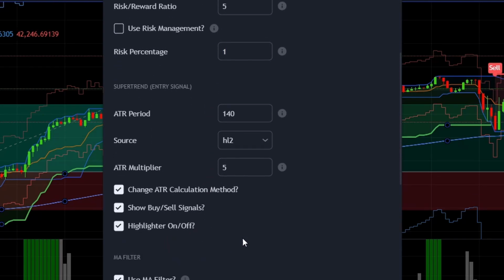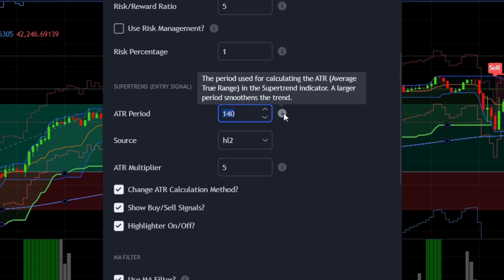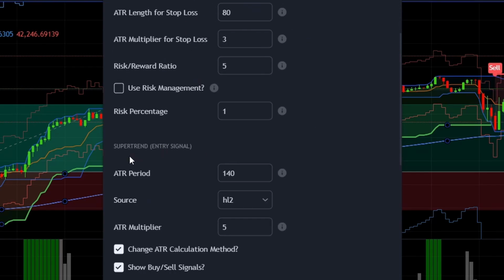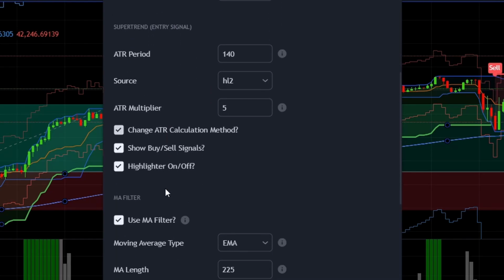After that, we have our entry signal, the super trend. You can set up its period, its source, its multiplier. And by the way, if you get confused what each of these settings mean, just hover your cursor around this eye icon and it will pop up a tooltip. So after you set up your trade direction, your stop loss and take profit levels, and the super trend entry signal, you can move on to the filters.